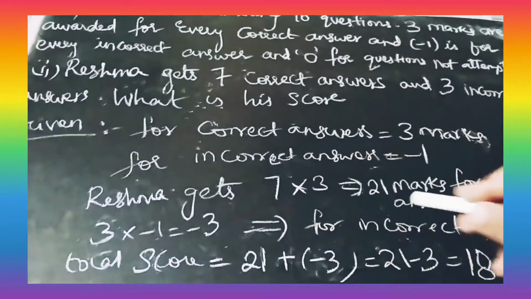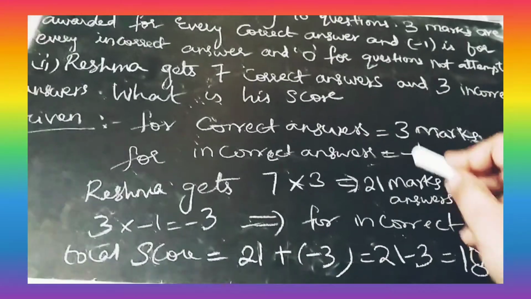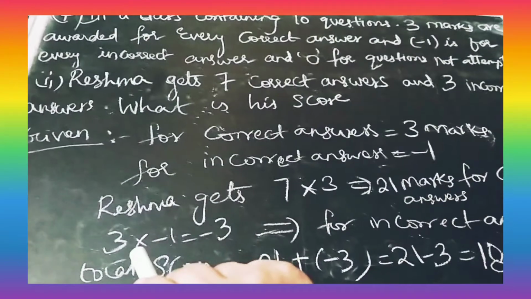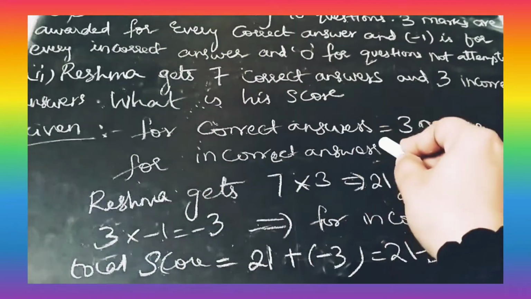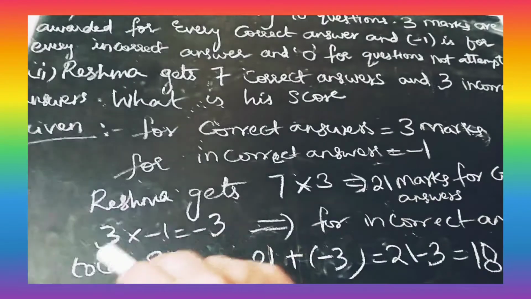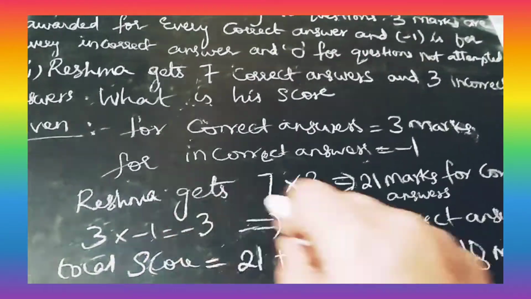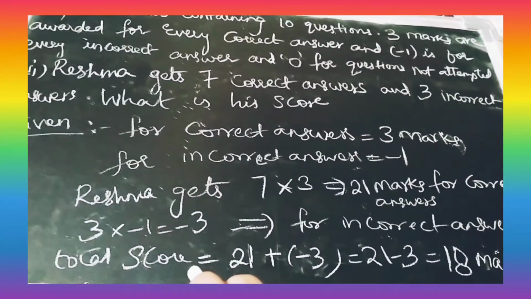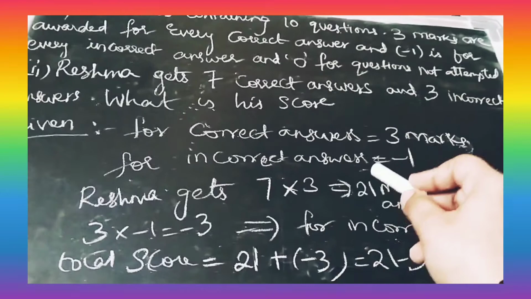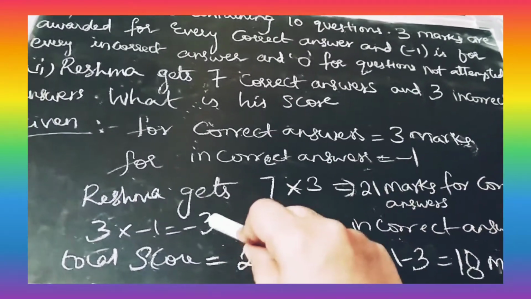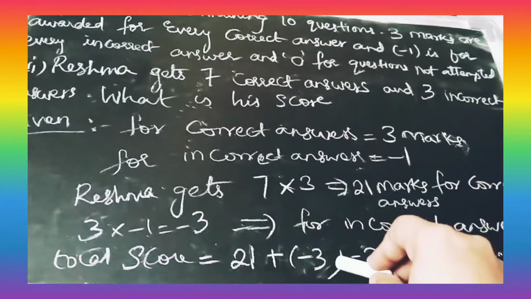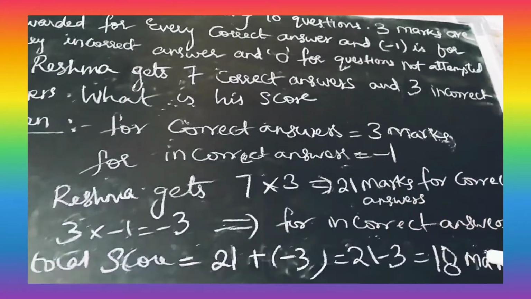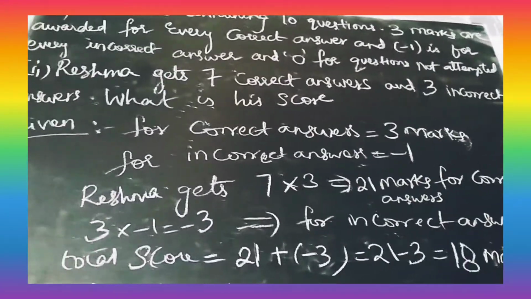7 into 3, 7 threes are 21. 21 marks for correct answers. Now what are the incorrect answers? Reshma wrote 3 incorrect answers. 3 into minus 1. Again you have to multiply this with minus 1. 3 ones are 3. Plus into minus is minus, for incorrect answers. What is the total score here? Again what you have to do here? You have to add this 21 with this minus 3. So 21 plus of minus 3. 21 plus into minus is minus 3. 21 minus 3 is 18. So Reshma gets 18 marks in the class.